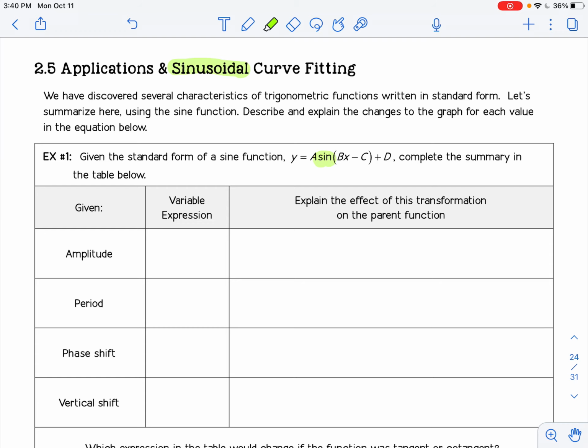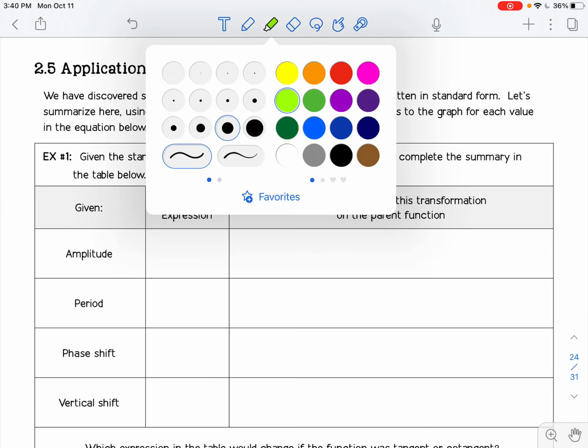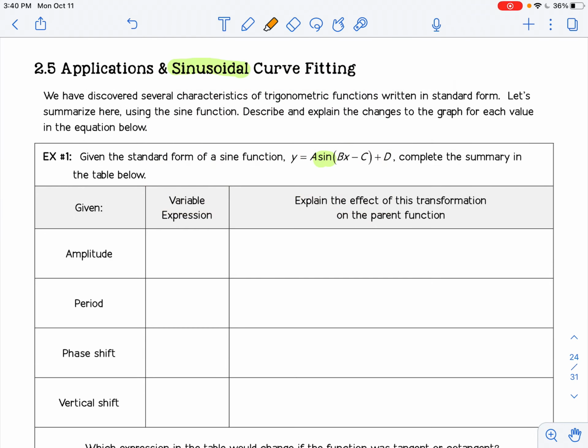Now we put a format here where we have different colors for the letters. First of all, A, I think we know that already. A stands for amplitude. And what is the effect of it? I think we've done enough of that. That is going to change how far above the midline it goes and how far below the midline it goes.